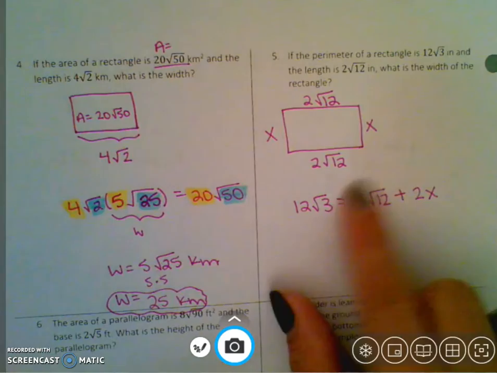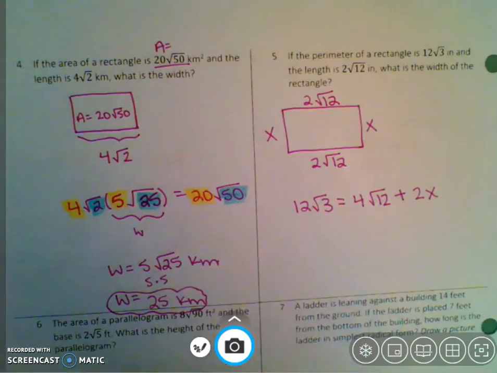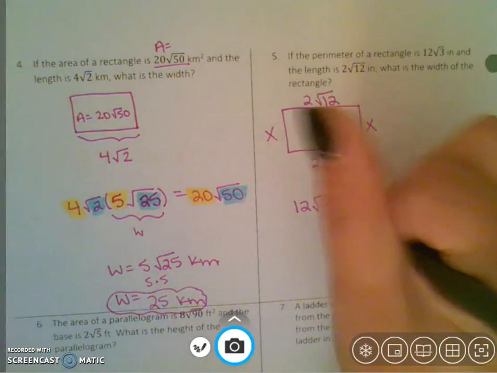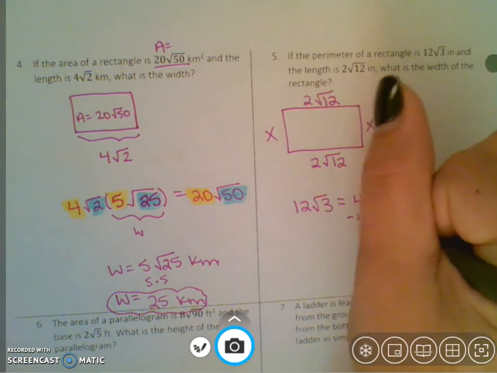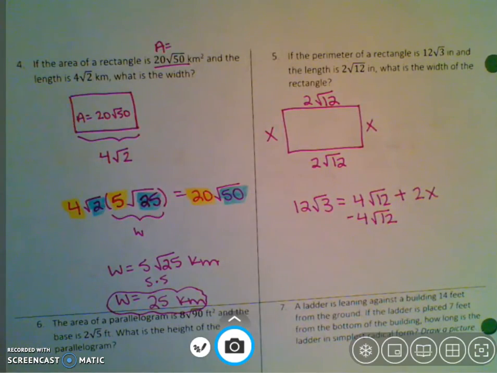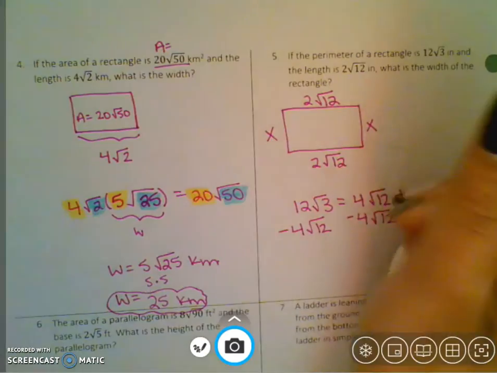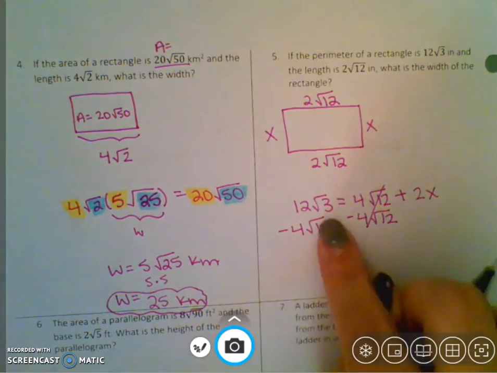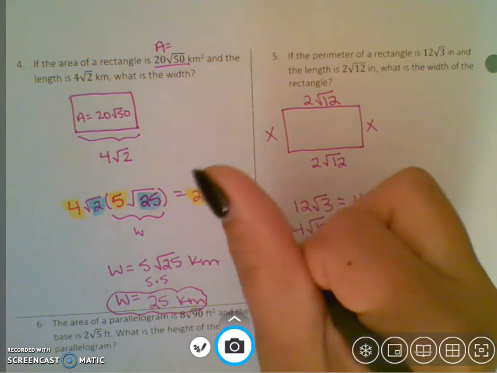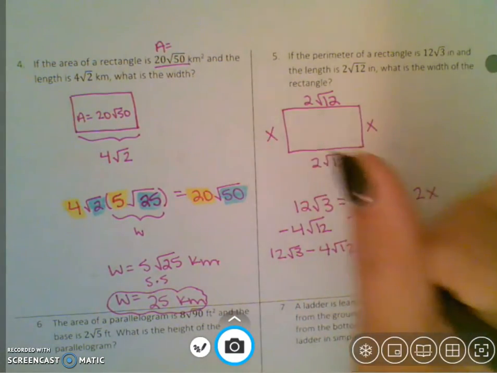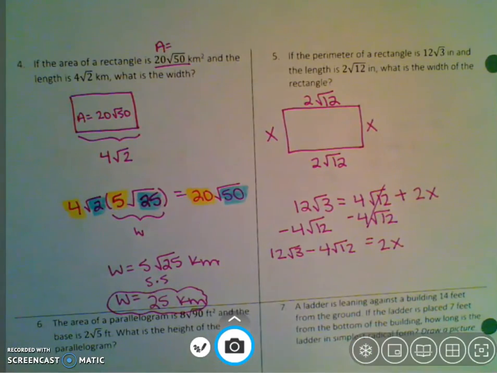I need to be able to simplify this one. So let's go ahead and just make it a two-step equation. So I need to get this guy by himself. So I need to subtract 4 root 12. And if I do it to one side, you have to do it to the other side. So now I have this right here, 12 root 3 minus 4 root 12 equals 2x.